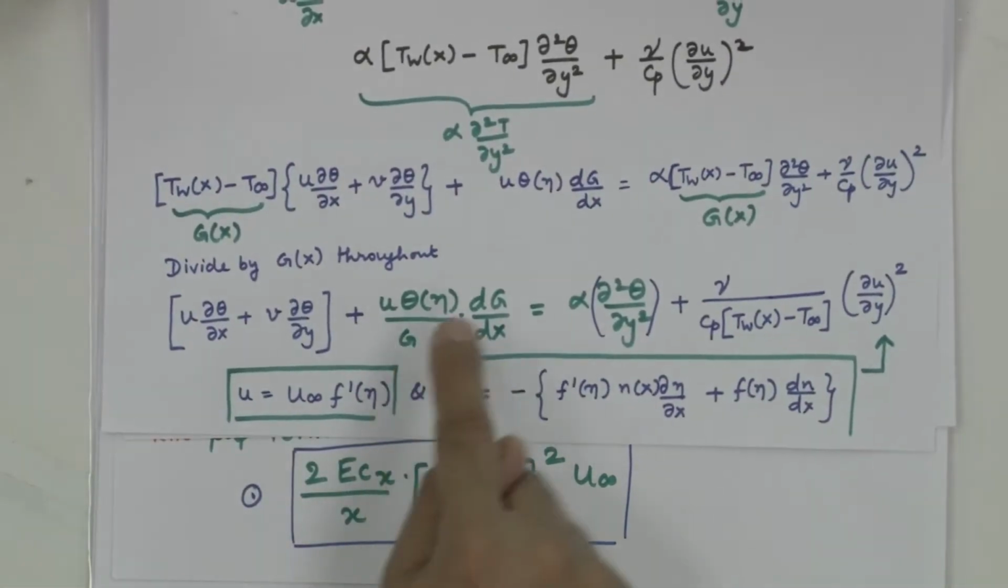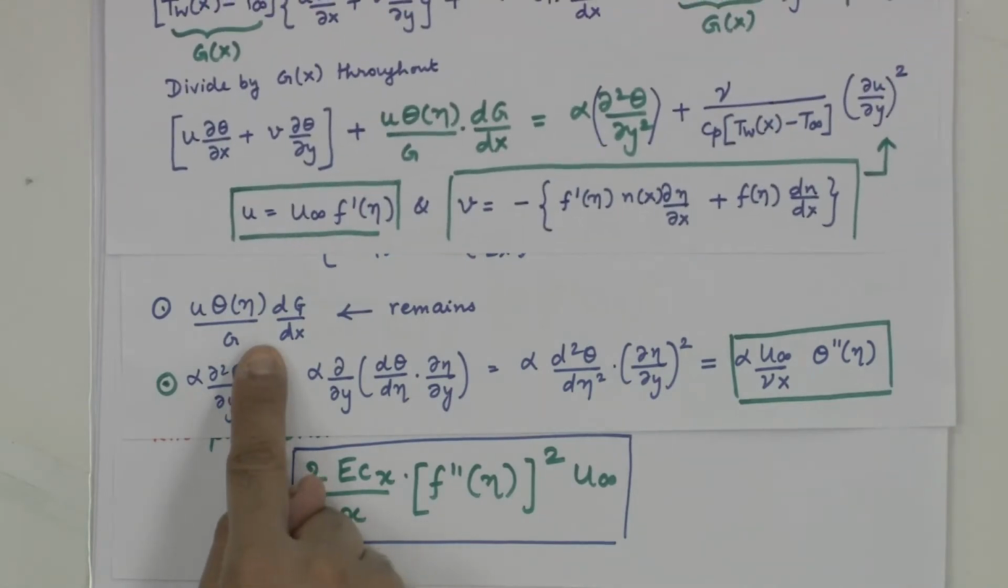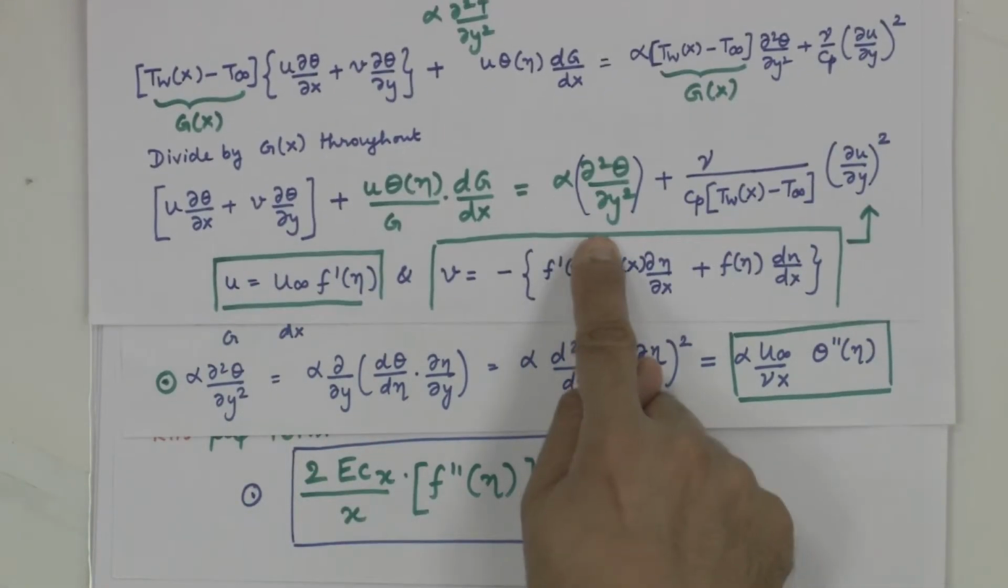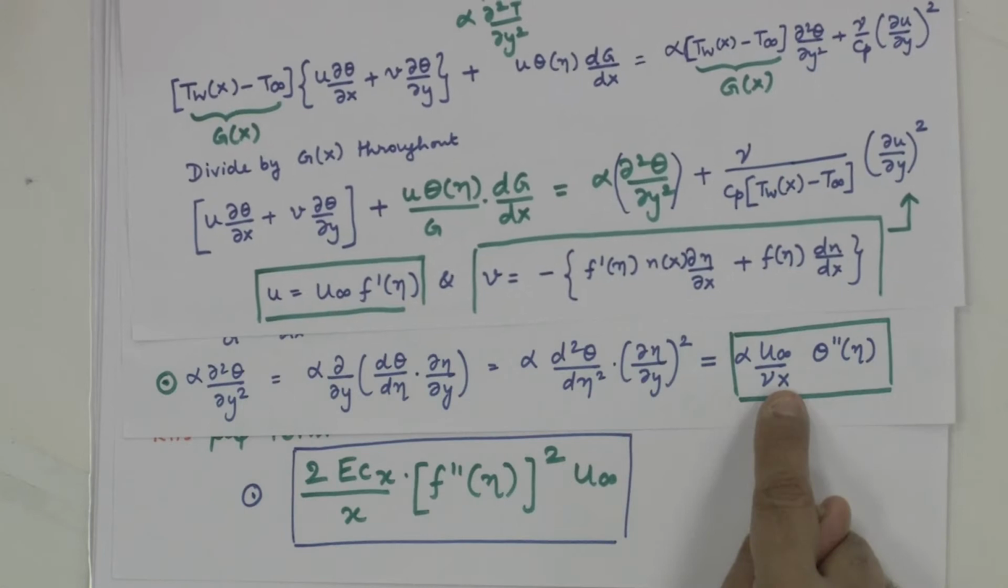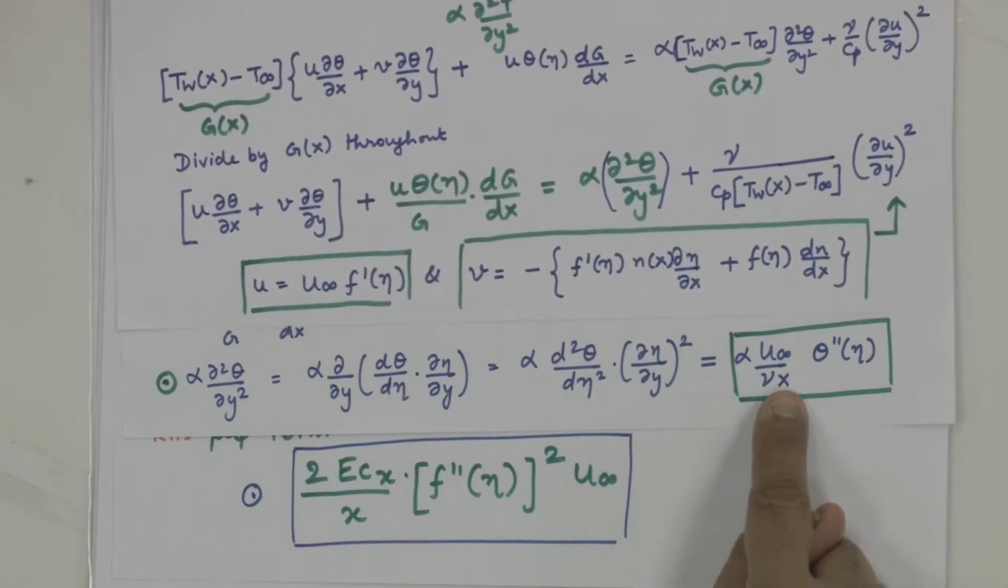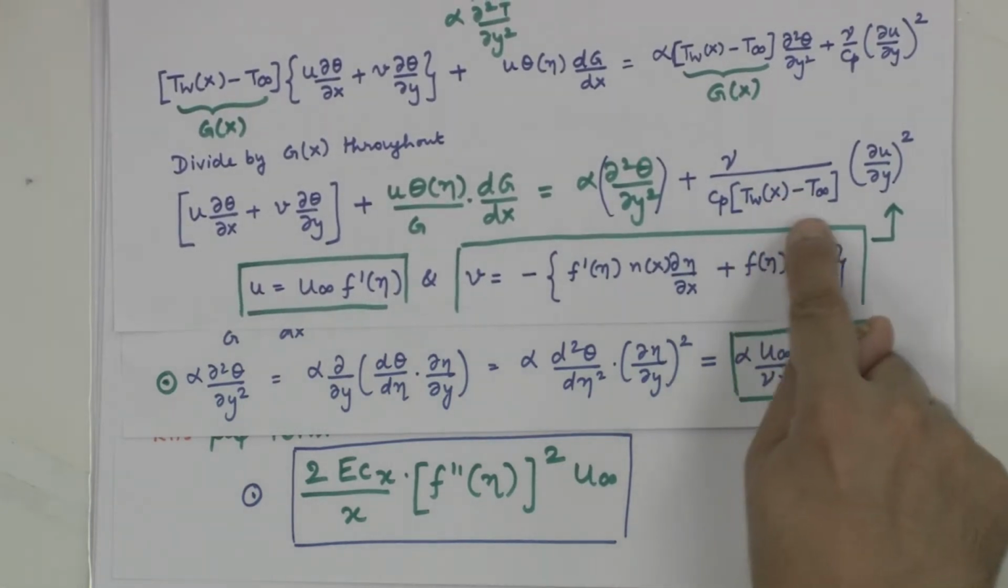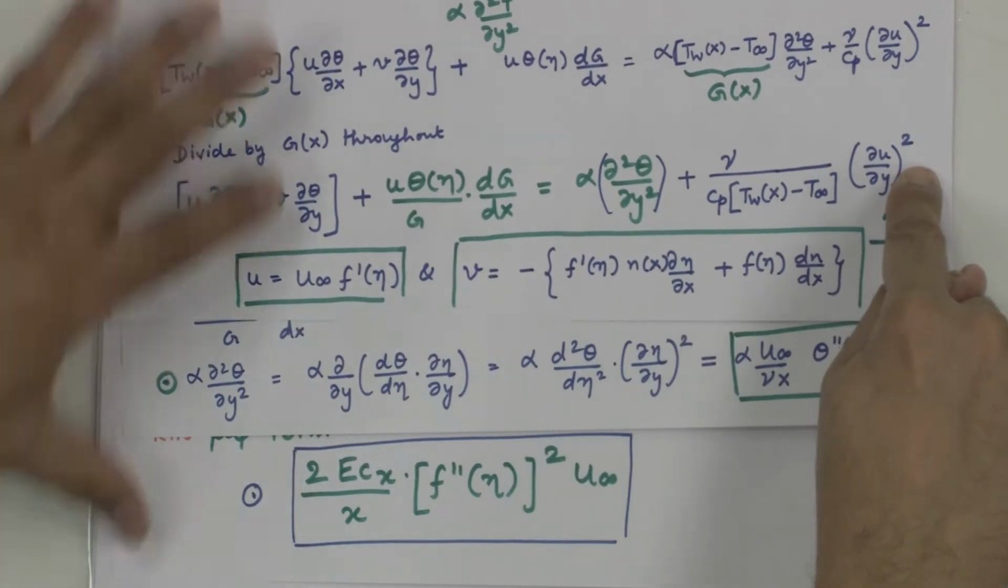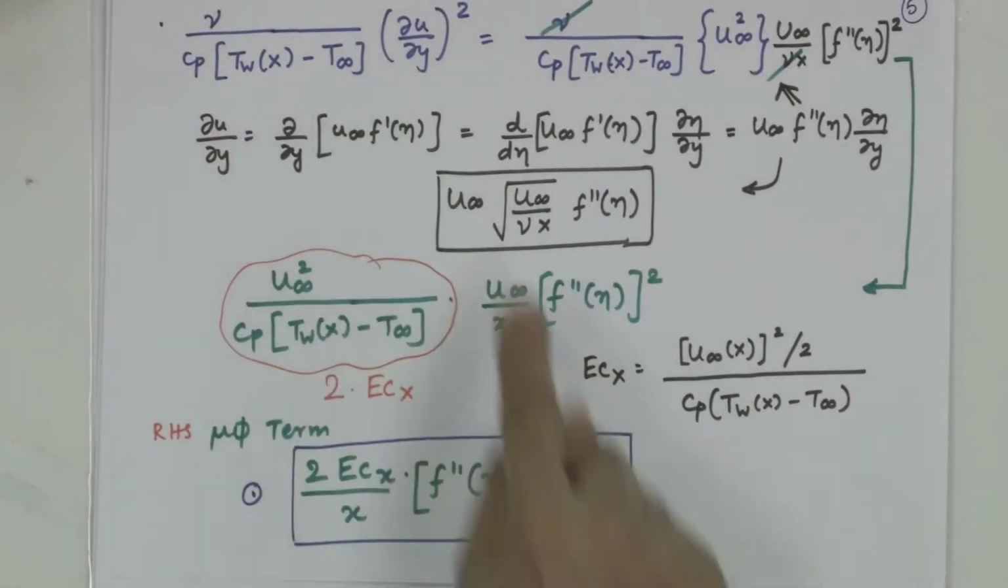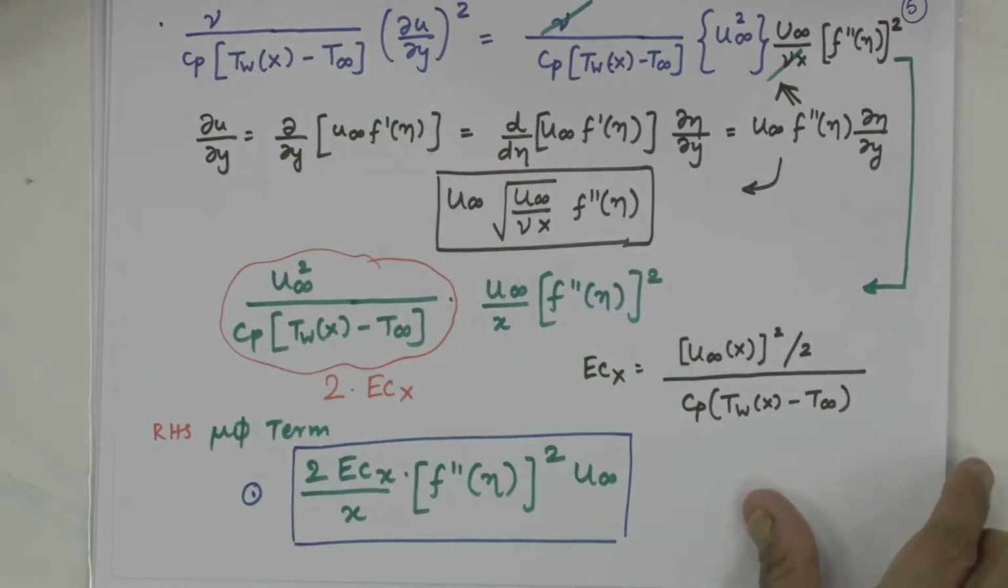U θ by g dg by dx, we retain it as it is. Alpha d squared θ by dy squared, I have an expression for that here. Nu by Cp delta T, du by dy the whole square, that is simplified to this term. So, all we are now going to do is very good bookkeeping of the terms. So, let us put these together, putting terms together.